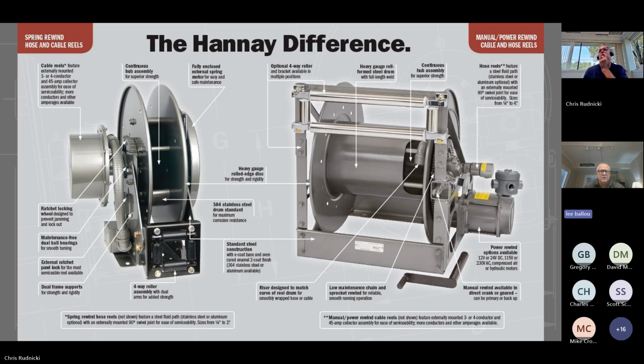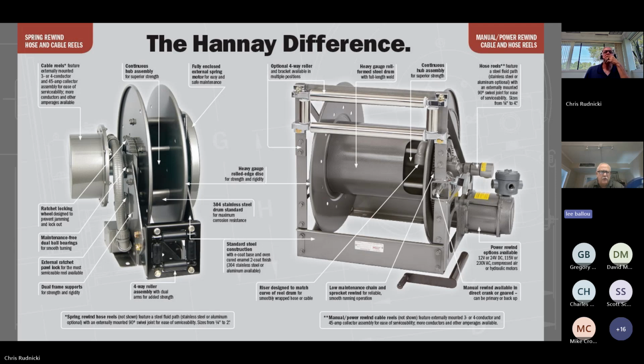The ratchet locking system on the far left that you see prevents jamming and lockout. Maintenance-free dual ball bearings for smooth turning. External ratchet pawl lock. Dual frame supports. There are some manufacturers out there that do not have a dual frame, and those tend to not stand up as well. We have a four-way roller assembly on there also. That tends to help for ease of rewinding cable and or hose.